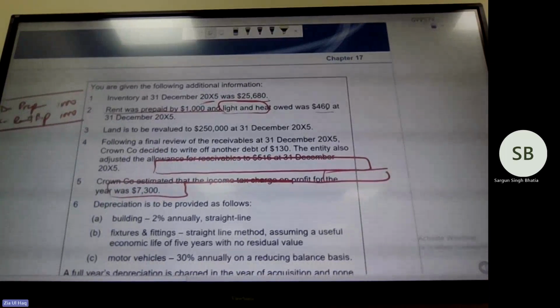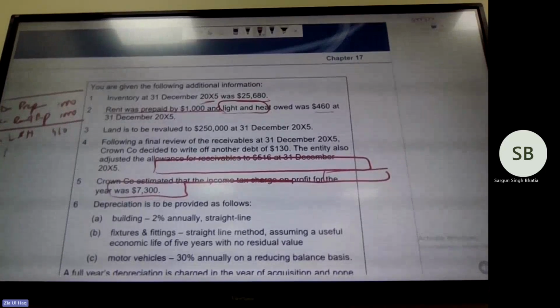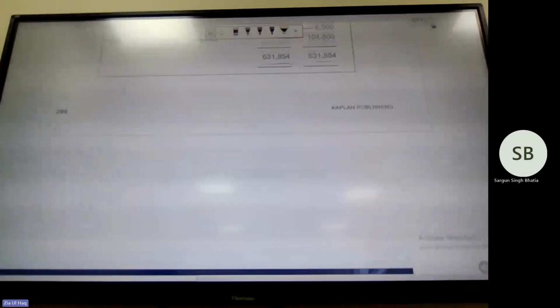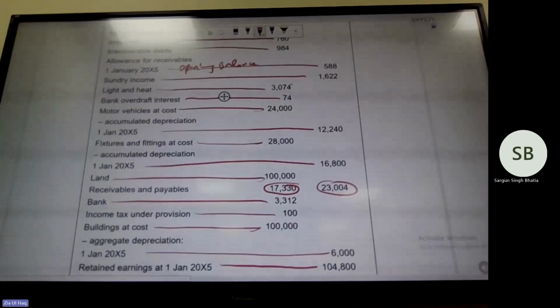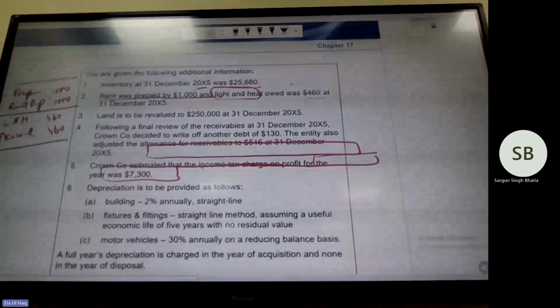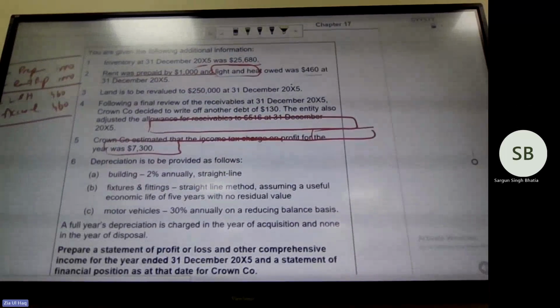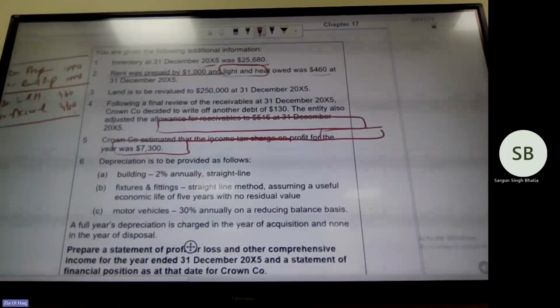Light and heat outstanding means we still need to pay 460, meaning accruals. So debit light and heat 460 and credit accruals 460. This 460 will be added to the light and heat that we have identified here, 3074. So this 460 will be added in P&L to that figure, and the 460 accruals, a current liability, should be recorded in the balance sheet.